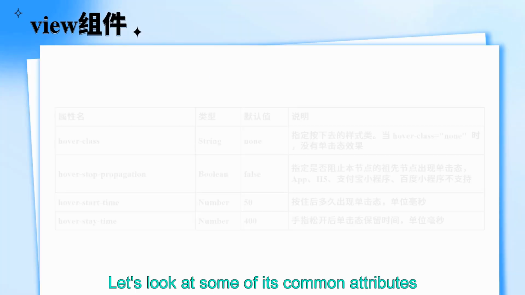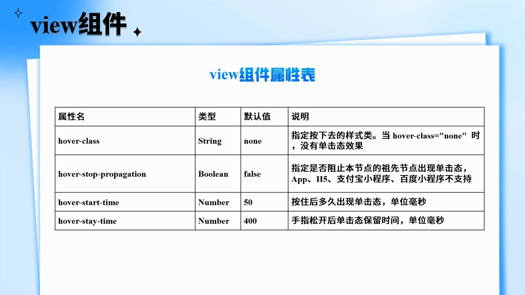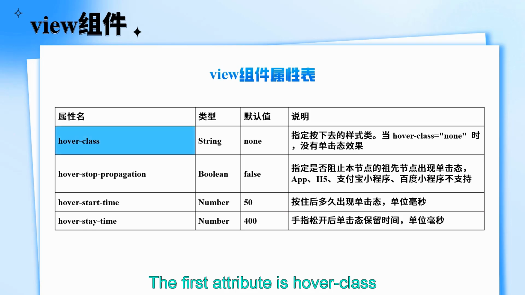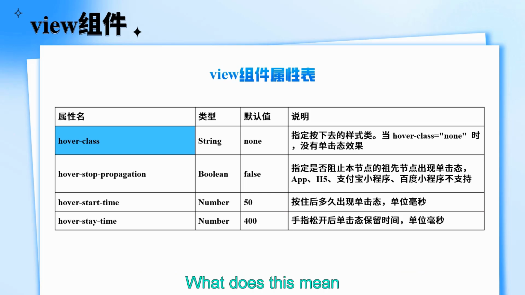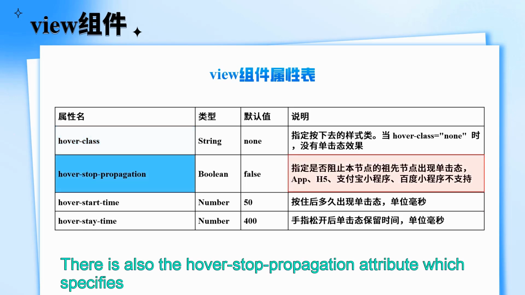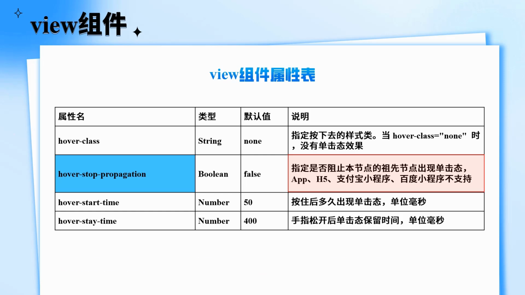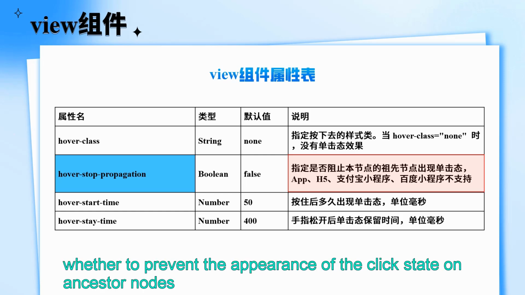Let's look at some of its common attributes. The first attribute is hover class, which is a string used to specify the style class when the component is pressed. What does this mean? When we click the view component, it adopts a certain style. There is also the hover stop propagation attribute, which specifies whether to prevent the appearance of the click state on ancestor nodes.